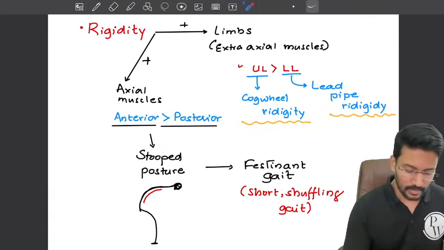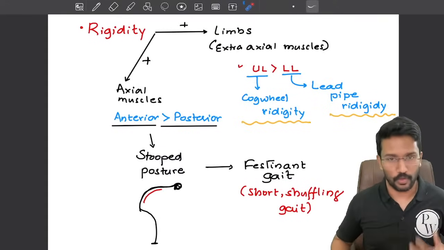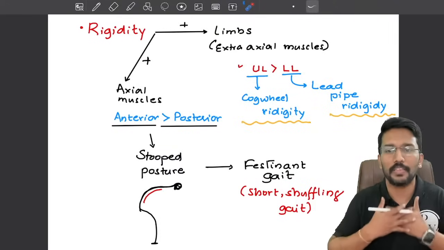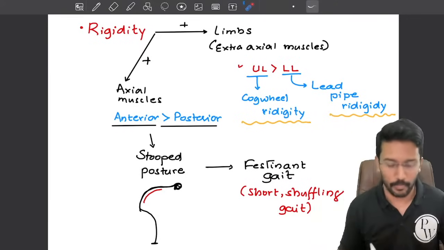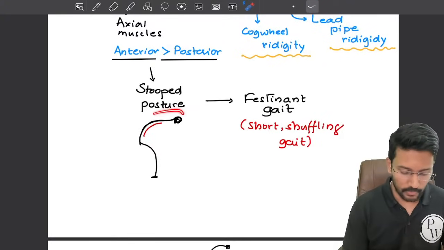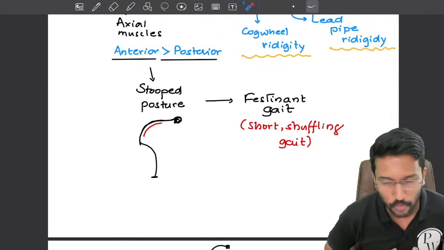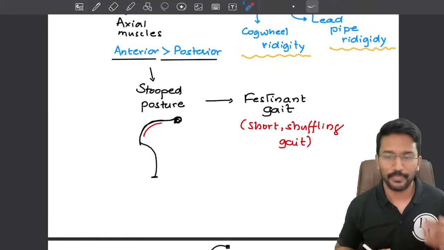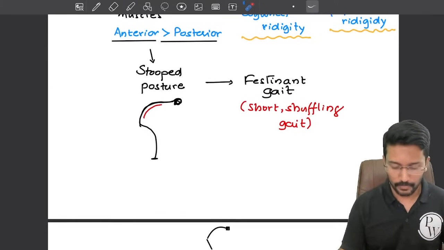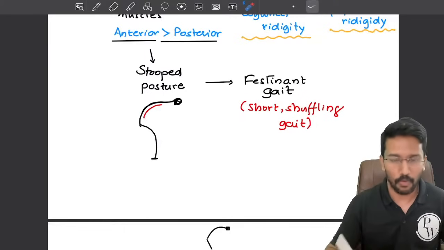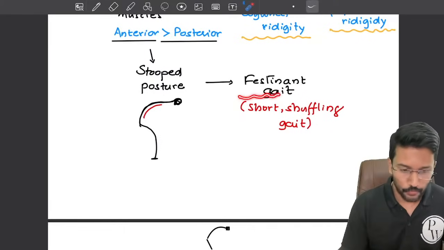Okay, now this rigidity also affects the center of the body or core body muscles, and here it affects the front muscles more than the back muscles. So front muscles are more contracted, and because of that these patients tend to develop a stooped posture. They bend forward, and when they bend forward they have a tendency to fall forward when they walk, and to escape from falling they start to accelerate as they walk, and this gait is called festinant gait.